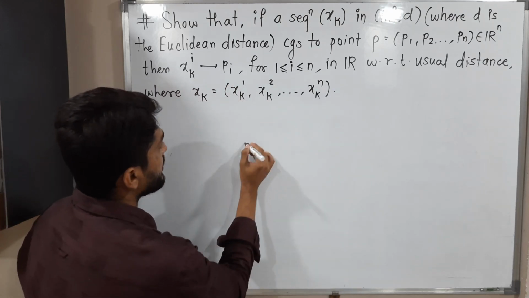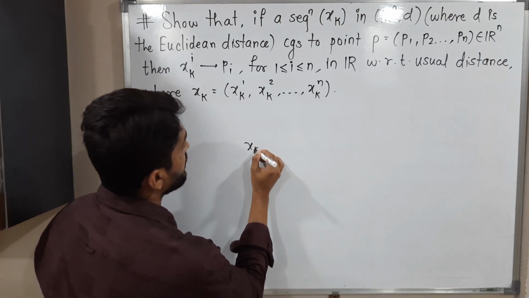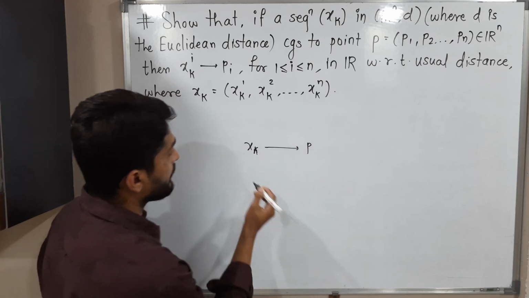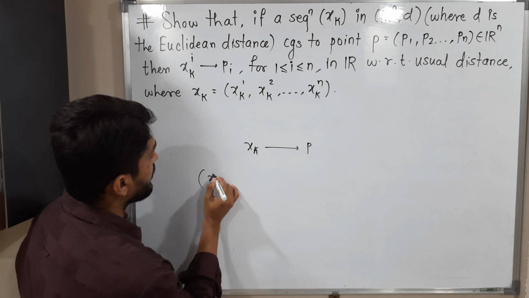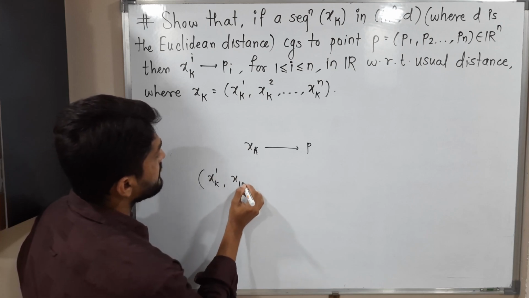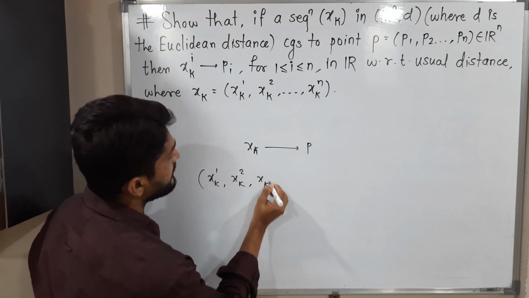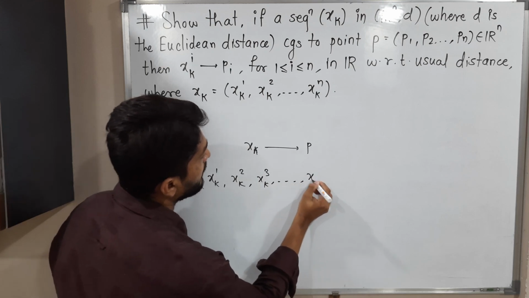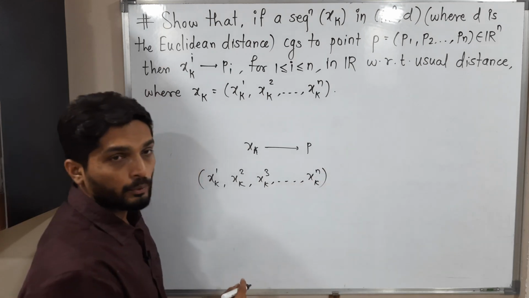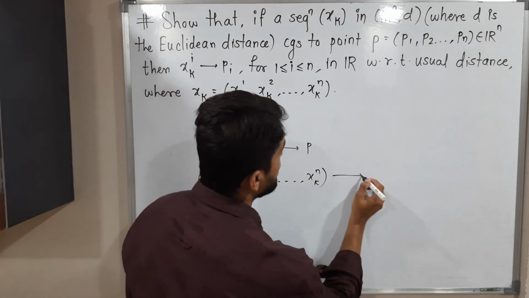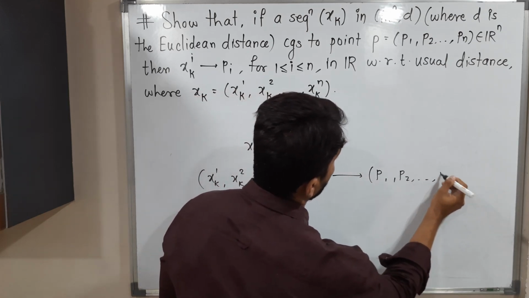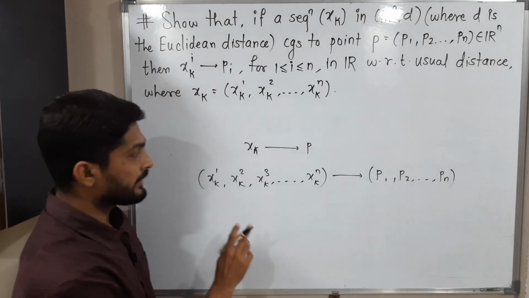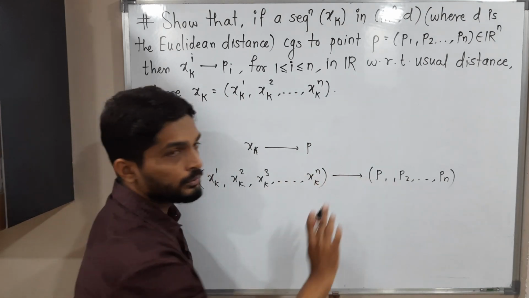We have a sequence xk which converges to point P. xk has n number of components: xk1, xk2 the second component, xk3 the third component, and xkn the nth component. Point P is an element of Rn, so obviously it will have n number of components. We are given that this sequence converges to that point.